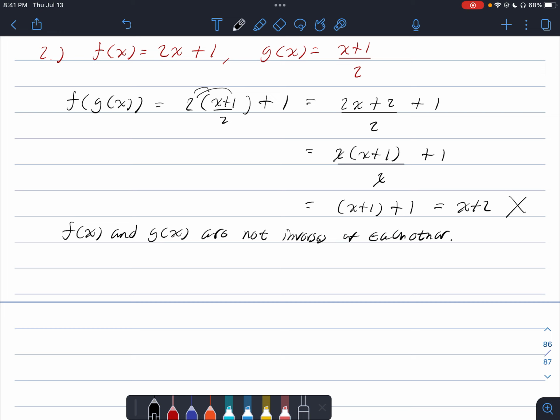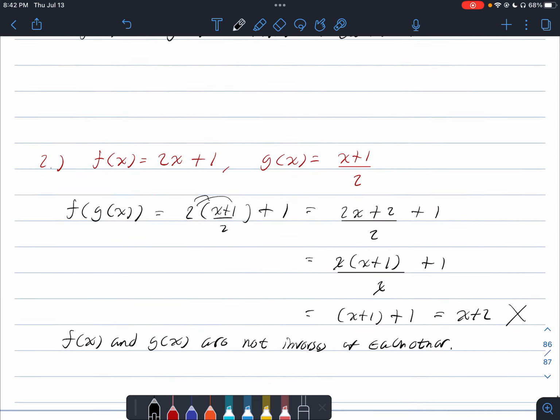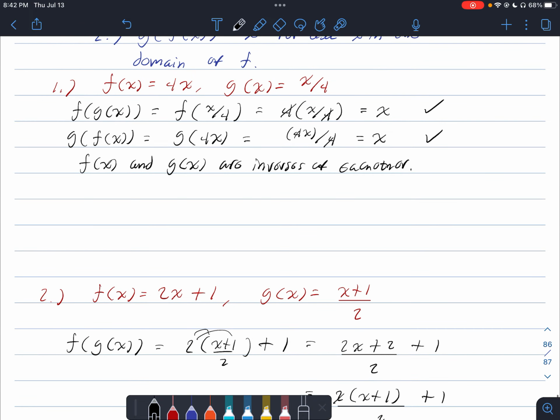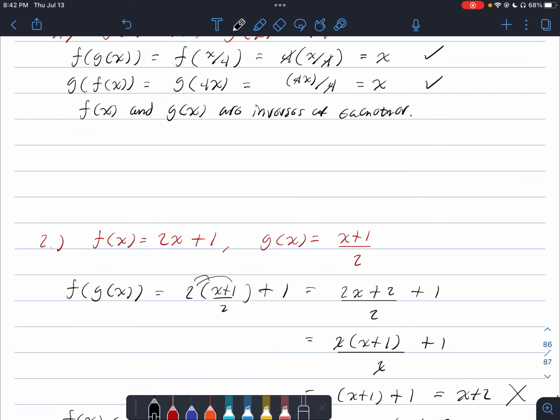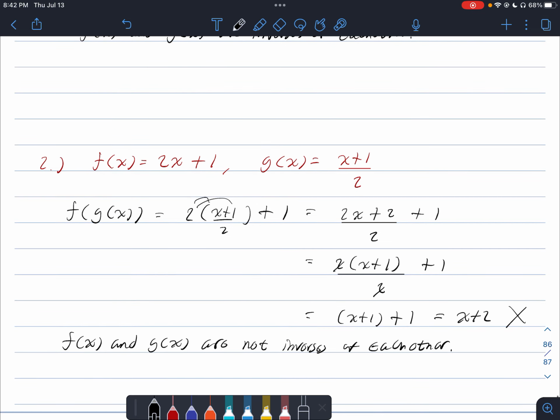Okay. And you may get that one direction works and the other doesn't. That's fine. And you may get that both directions don't work, or you may get that both directions do work. All three of those are possibilities. So it is worthwhile to check both directions. So this hopefully was a good brief introduction to one-to-one functions and to a little bit of their applications, which is inverse functions.